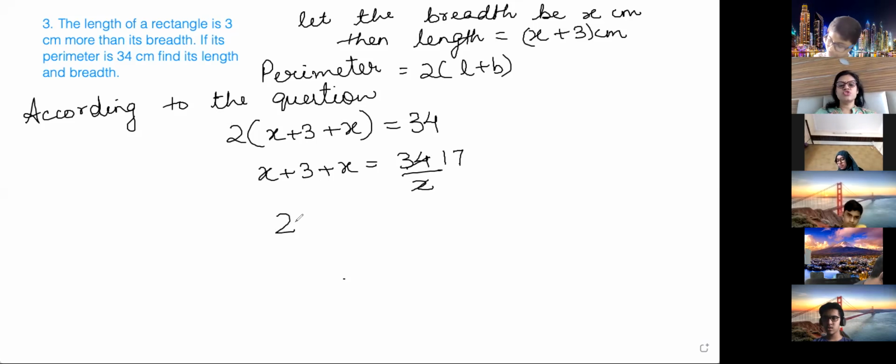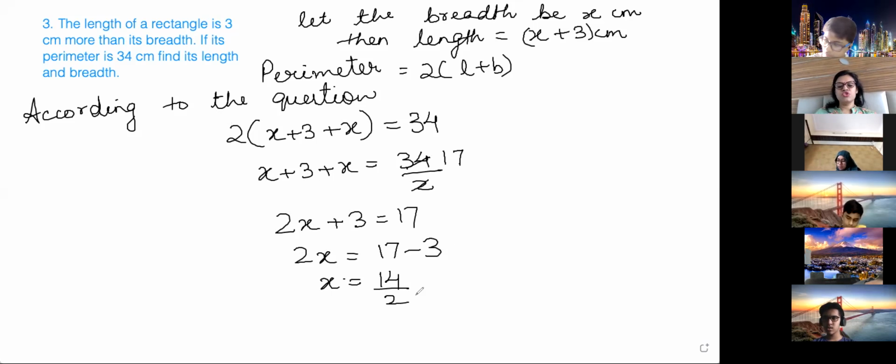And on this side it is 2x plus 3 is equal to 17. So 2x is equal to 17 minus 3. x is equal to how much? 17 minus 3 is 14, upon 2, so equal to 7. So which shows that breadth is equal to 7. So length is equal to.